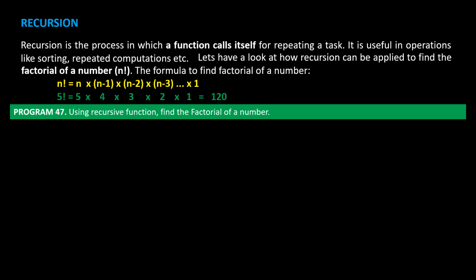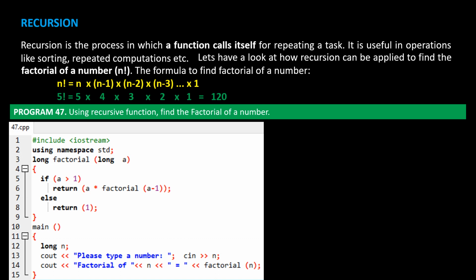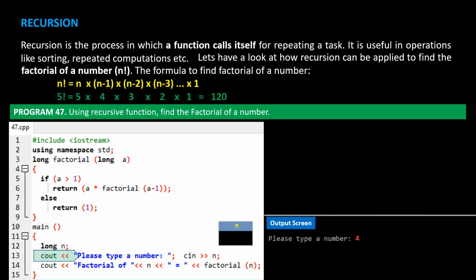This is the program code. The function name is factorial. Program control enters the main function. Memory is allocated for long variable n. User is prompted to enter a number. I enter 4. It's stored in n. On line 14, we ask to print factorial of 4 equals. And then, the function factorial is called. It carries within it the value of n.